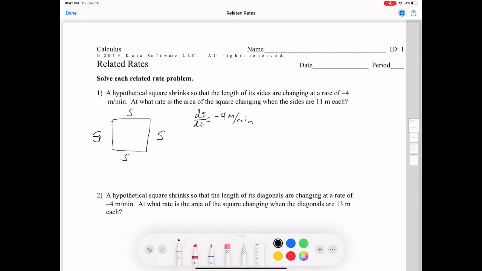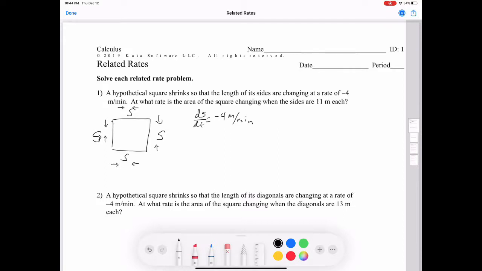Okay? So you can imagine this is actually shrinking on itself, right? This is all shrinking on itself, and when it's shrinking, it's getting smaller and smaller. And the question is, at what rate is the area of the square changing? So how is the area changing when the sides are 11 meters each? Okay, so we're gonna start shrinking. Once it hits 11 meters, how is the area itself changing?